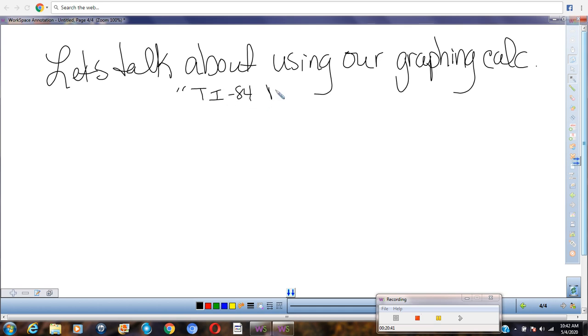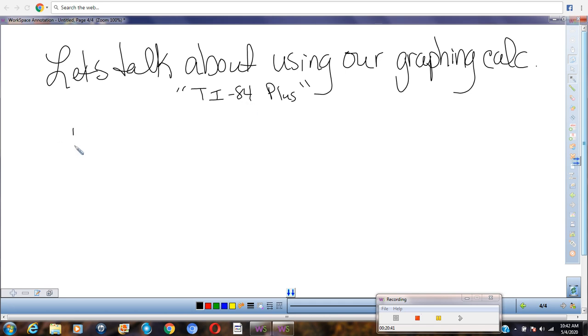TI-84 Plus, and we do use the silver edition, but again, that's what we use at school. That's what we're used to using, so if you can find that. Remember, we've done Web@Emu on your phone for those of you that have an Android. But again, there's lots of different places online that you can find this calculator. So I want to go through those steps to find the intersection points using our calculator.